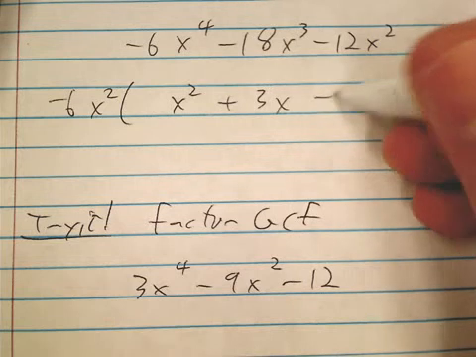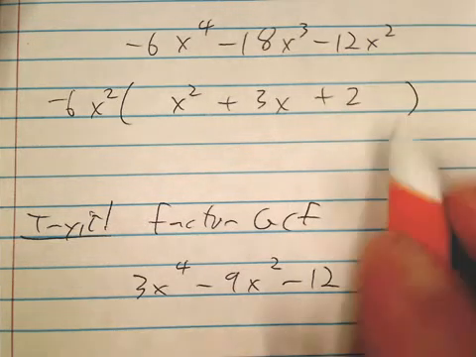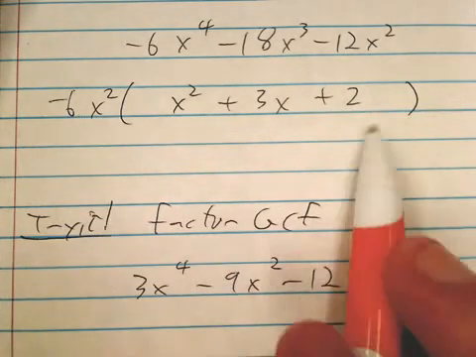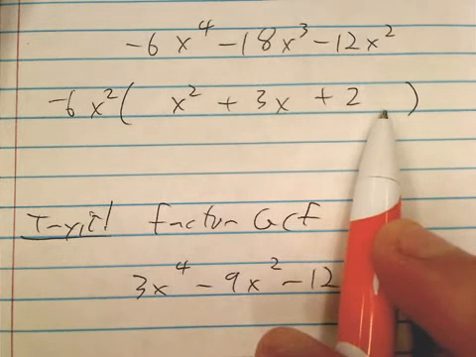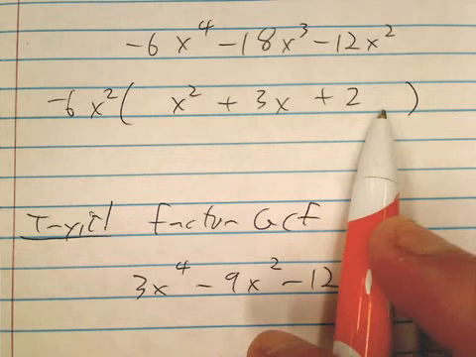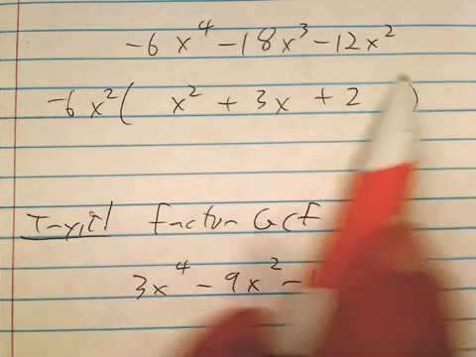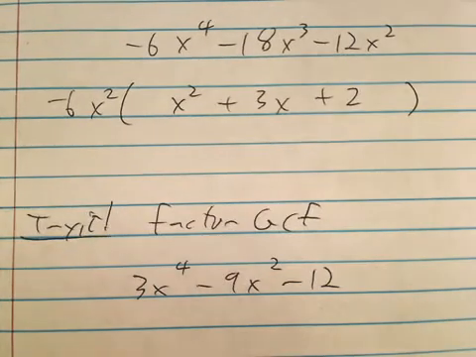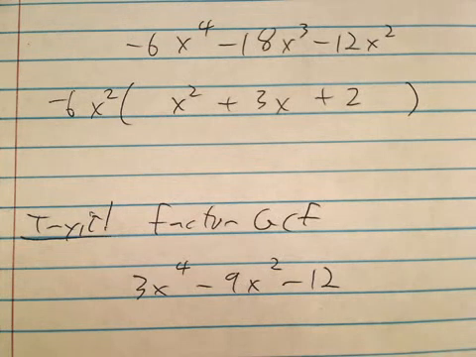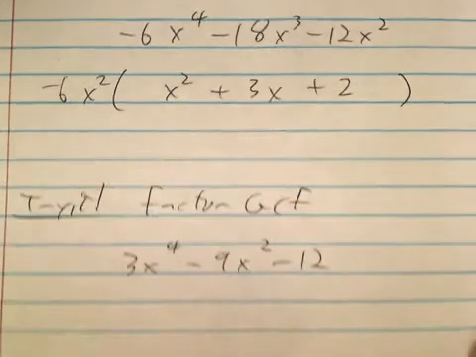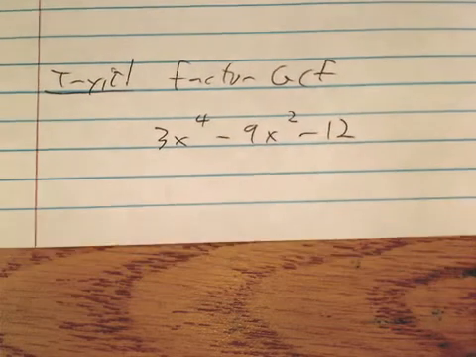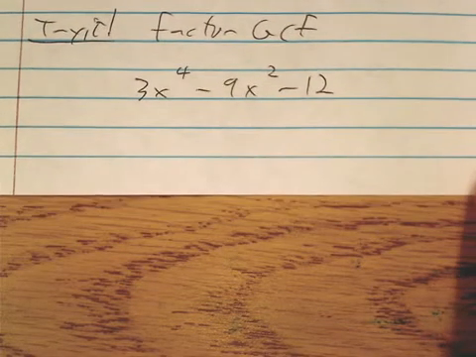And then negative 6 times 2 gives me negative 12. And x squared will just drag along. There's nothing additional I need there. Okay, so I factored the GCF out. So here's my answer. Negative 6x squared times that stuff in parentheses. This is the opposite of the distributive property. Go ahead and try to factor the GCF out of this.